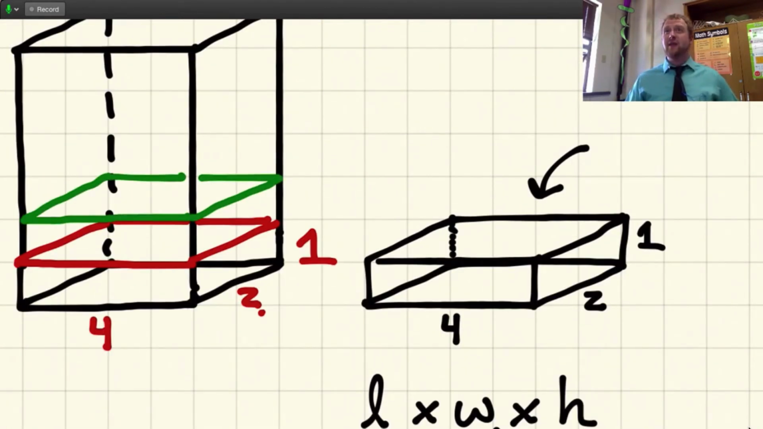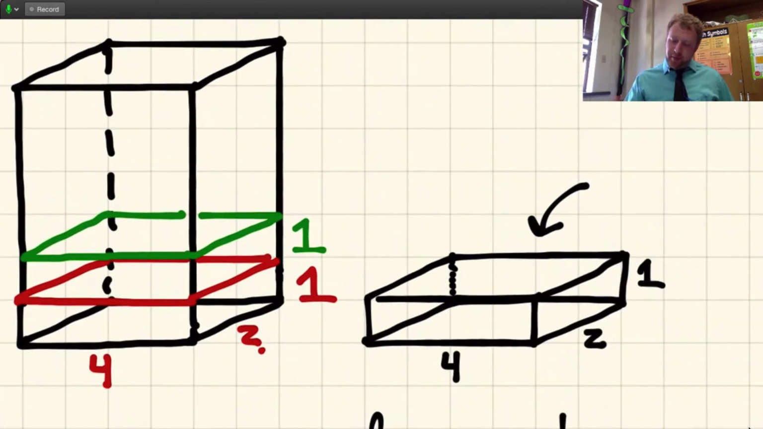Okay, I added another layer. What can you tell me about the bottom layer and the next layer? They're both the same. They're the same dimensions. They're both 4 long, 2 wide, and 1 high. So what could you tell me about the second box? What would be its volume? Anna? It would also be 8. So I know that the bottom one has a volume of 8. I know that the next one up has a volume of 8.